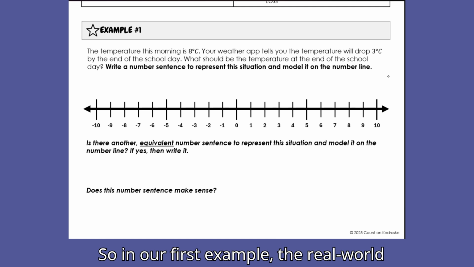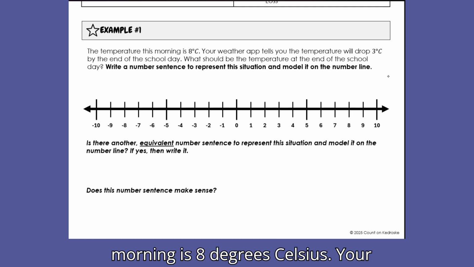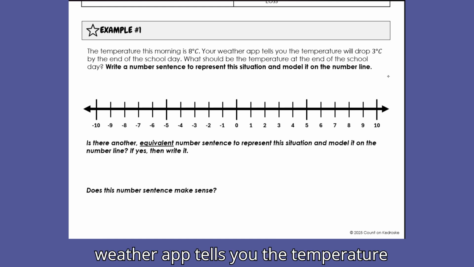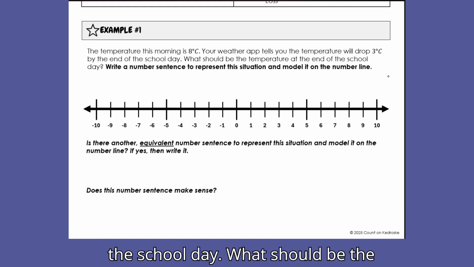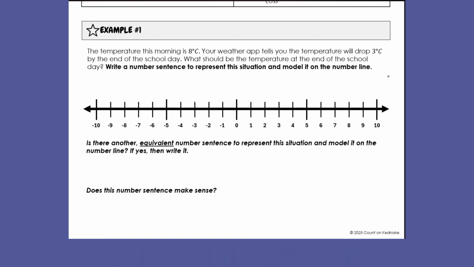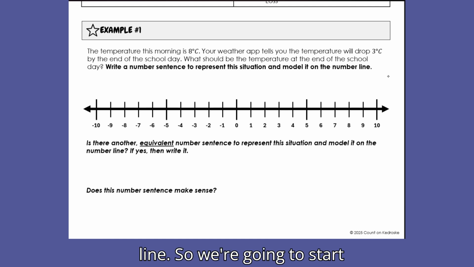So in our first example, the real-world situation we have is the temperature this morning is 8 degrees Celsius. Your weather app tells you the temperature will drop 3 degrees Celsius by the end of the school day. What should be the temperature at the end of the school day? Write a number sentence to represent the situation and model it on the number line.